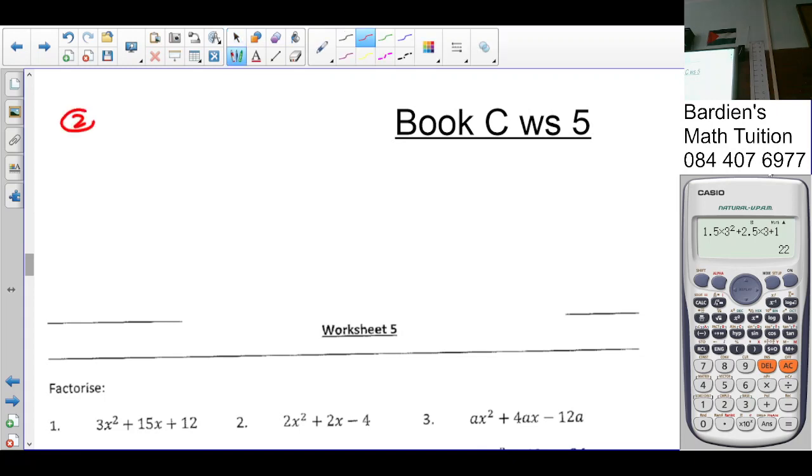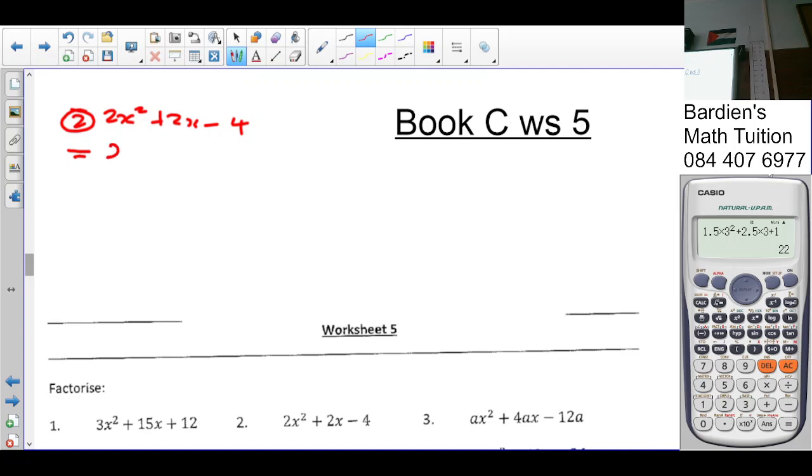Number 2, we've got 2x squared plus 2x minus 4. What is the first thing we need to do? The common factor, take out the factor. A common factor of 2. The product line is also factorizing, but that's factorizing of the trinomial. You must remember, if you've got a common factor, it overrides all types of factorization. So you're going to do that first.